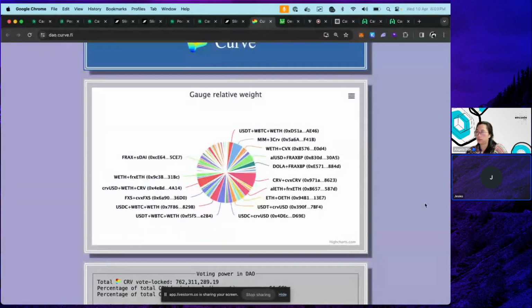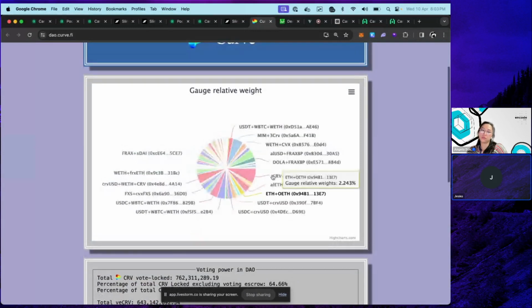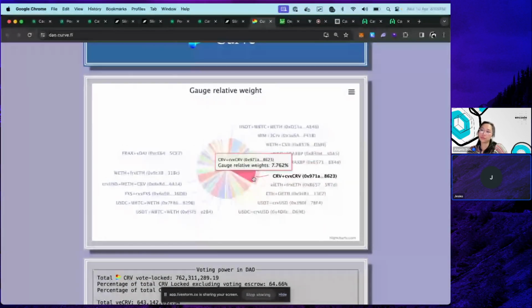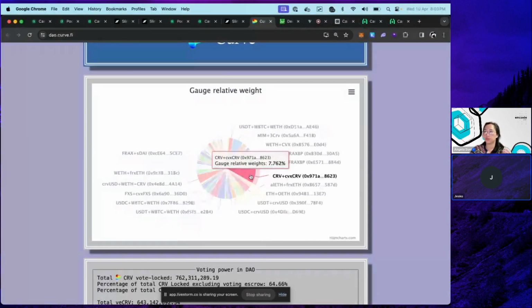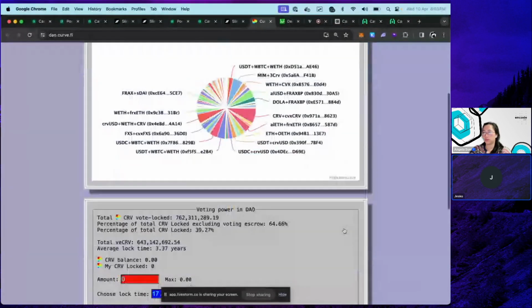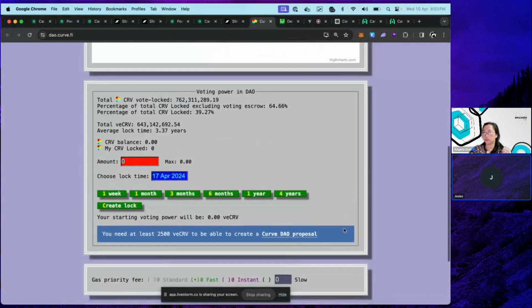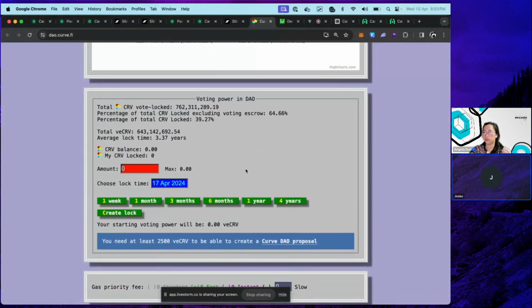For example, this is the last week's votes on the official Curve website. Here we can see that the most famous pool, Curve plus Convex Curve, received like 7.7% of all the total votes. So this particular pool's liquidity providers will be receiving like 7.7% of all the rewards given from the emissions pool, right? And here also, to visualize better, this is an interface to lock these tokens.